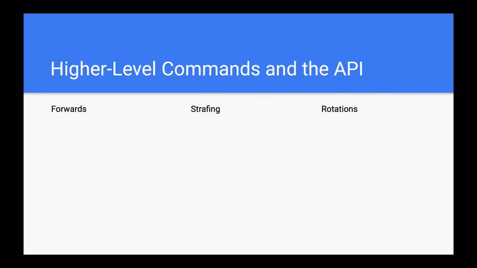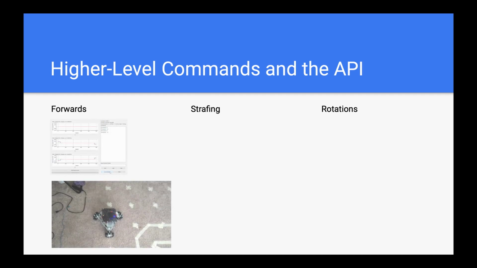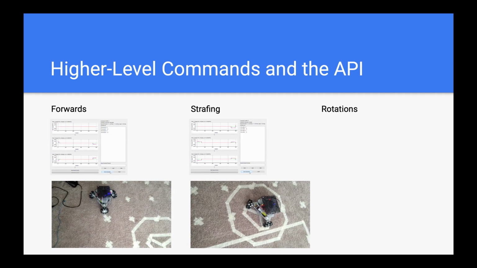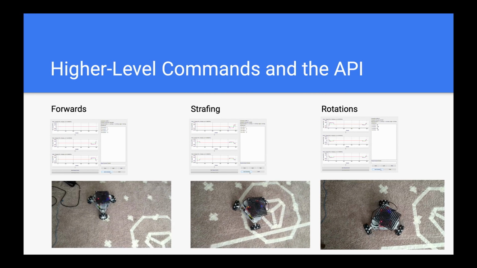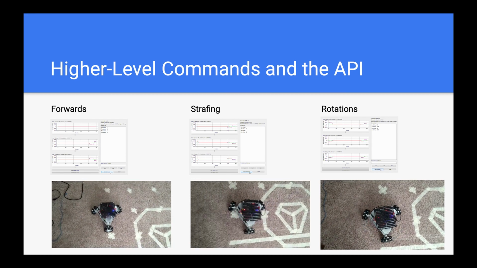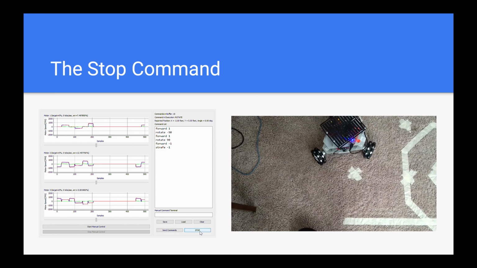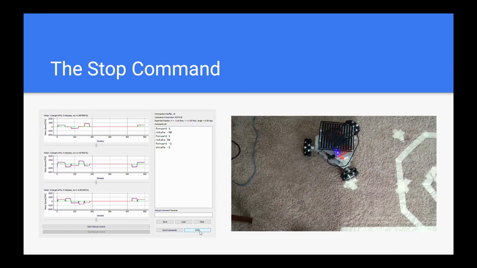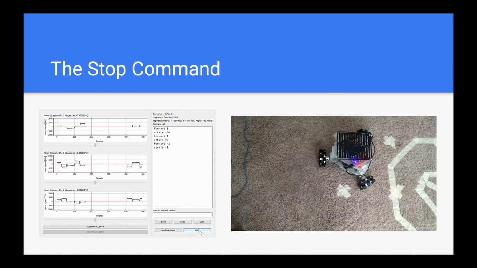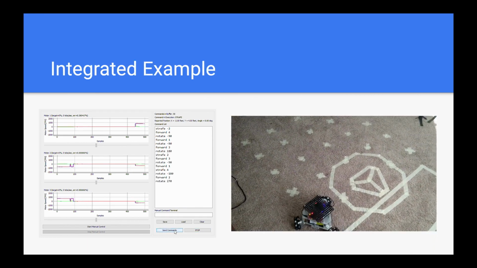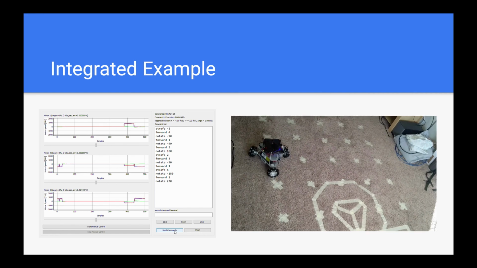Now that each motor rotates properly, we can create commands that the rover can use. These commands include forwards, strafing, and rotations. The rover can buffer any number of commands at once. The rover also has a stop command. Sending it will instantly halt the rover and discard all unexecuted commands. Finally, here's a simple example of the rover in action, navigating an open space.